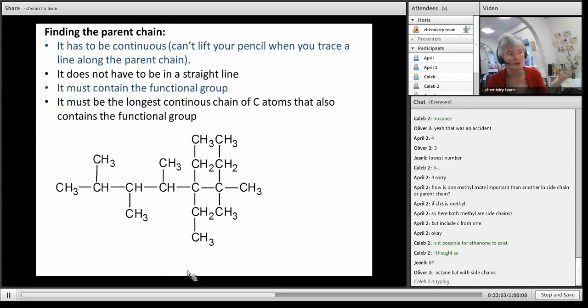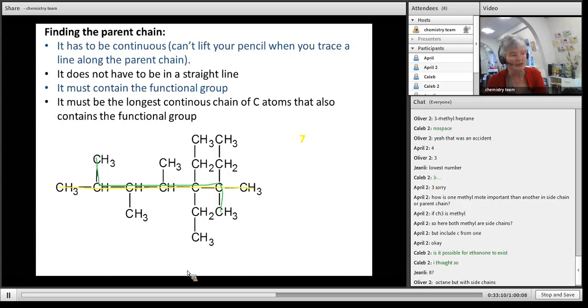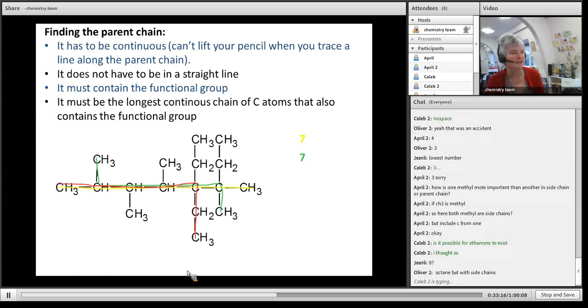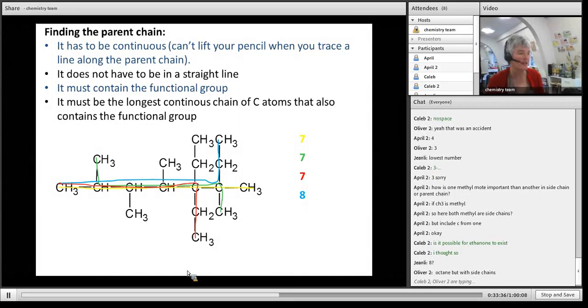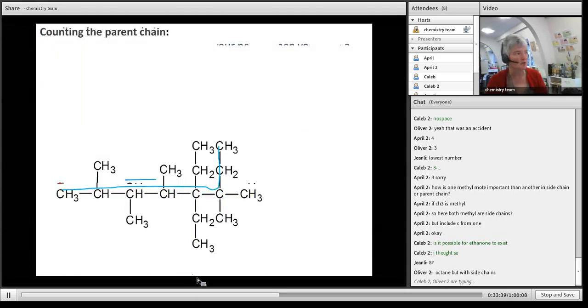And yeah, the longest continuous one, that's already said. So I could draw a line straight across, but that's only 7 carbons. If I went down like that, that's only 7 carbons. If I go down like that, again I've only got 7 carbons. Oliver's already got to it. He's found one with 8 carbons. So well done. Okay, so that is going to be your longest continuous chain. Now that we've got your longest continuous chain, we know it's going to be octane, and now we must just put in all the other bits. So there it is again, I've removed all the other bits.